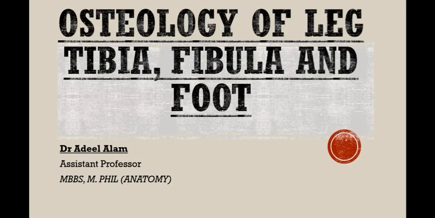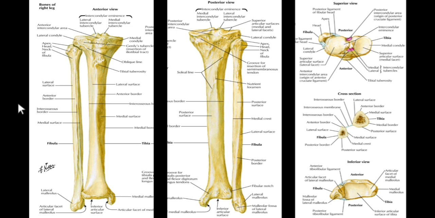Bismillahirrahmanirrahim. In these slides, we are going to discuss the osteology of the leg, which includes the tibia, fibula, and foot bones. First of all, we are going to discuss the tibia and fibula side by side. This diagram shows the anterior view of the right leg and the posterior view of the right leg. These are the superior view, the cross section of these two bones, and the inferior view.